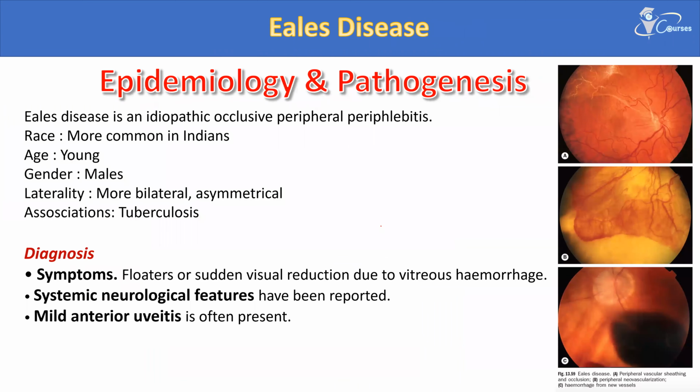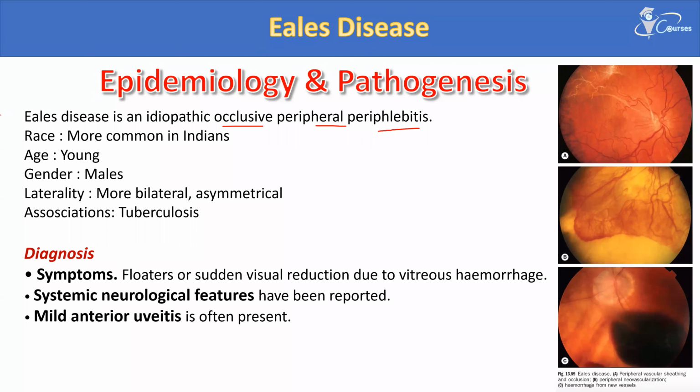The other disease is a peripheral occlusive periphlebitis called Eales disease. Eales disease is characterized by idiopathic occlusion of the peripheral veins, or occlusive periphlebitis. The race here, or the epidemiology, is very important, and it will be the key to solve the scenario in the exam.